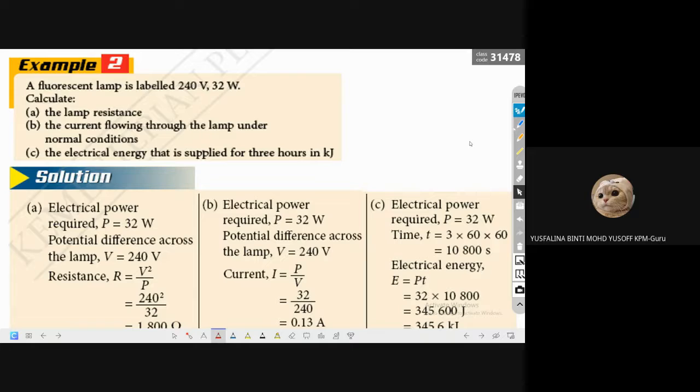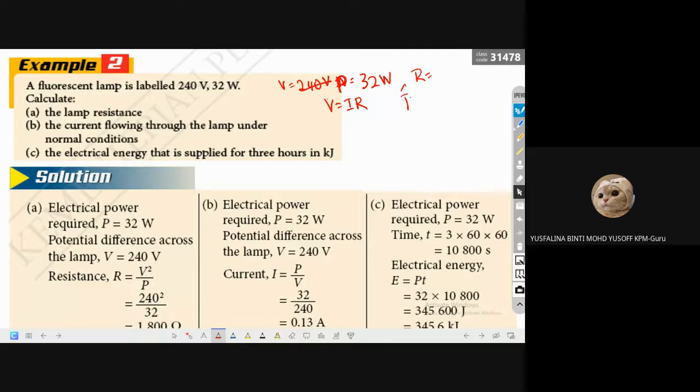So we have V, and V is 240. Then we have P, which is 30 watt. So the lamp resistance, how do we want to find the R here? We know that if you want R, you need V is equals to IR, right? We have V here, but we don't have I here.